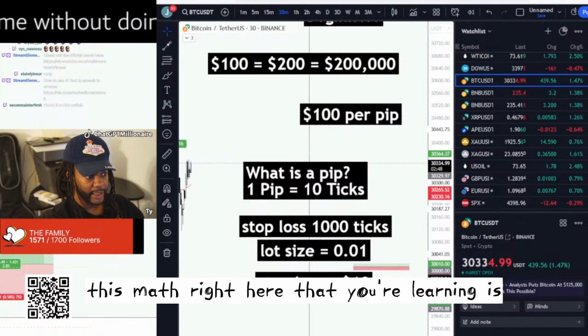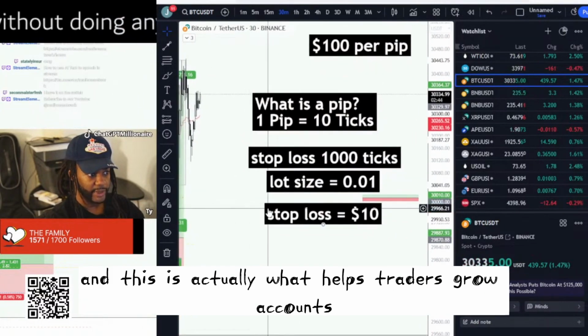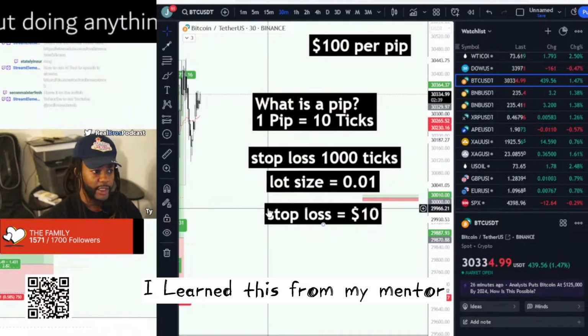This math right here that you're learning, I don't see no one teaching this on YouTube, and this is actually what helps traders grow accounts. That's why they say you need a mentor. I learned this from my mentor.